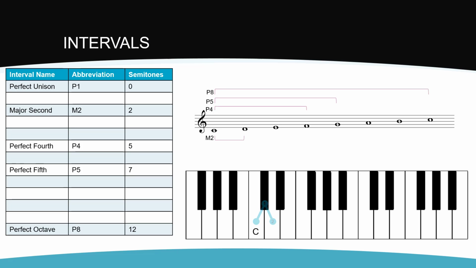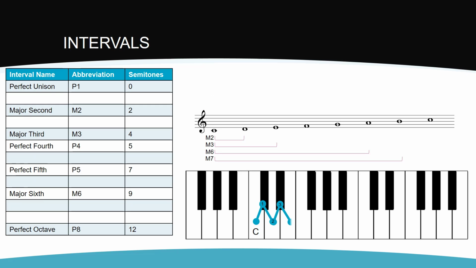We identify the interval from scale degree 1 to scale degree 3 as a major third. There are 3 pitches contained in the interval and 4 semitones. We identify the interval from scale degree 1 to scale degree 6 as a major sixth. There are 6 pitches contained in the interval and 9 semitones. We identify the interval from scale degree 1 to scale degree 7 as a major seventh. There are 7 pitches contained in the interval and 11 semitones.